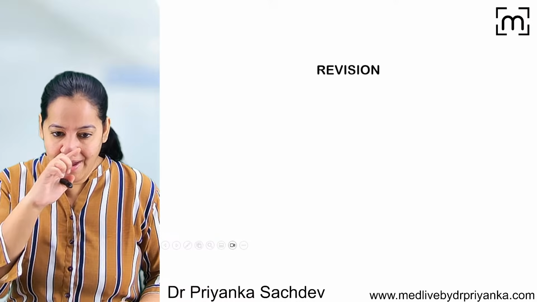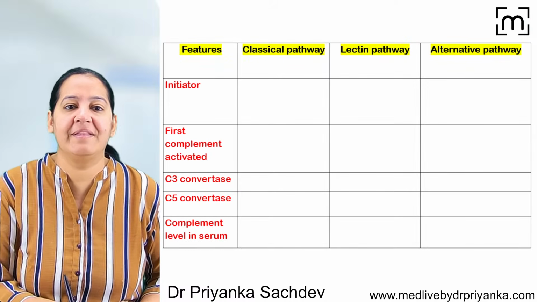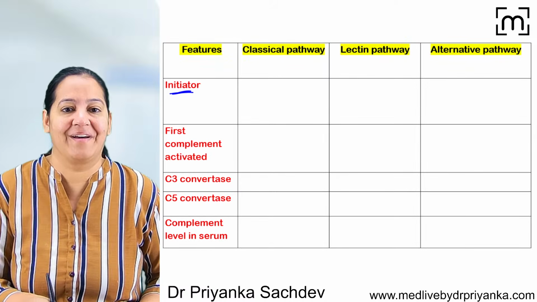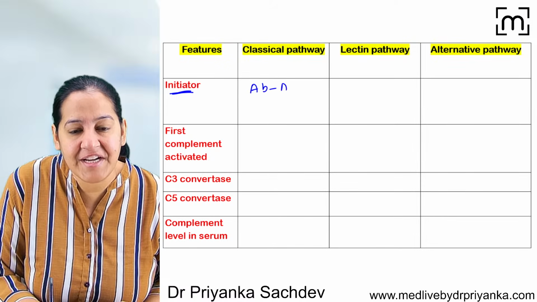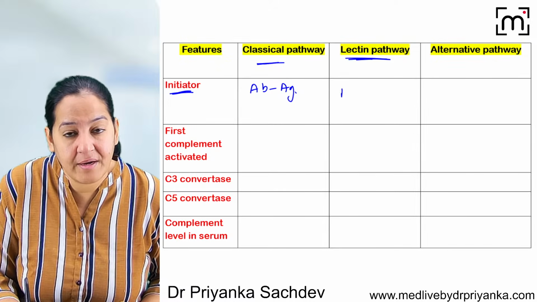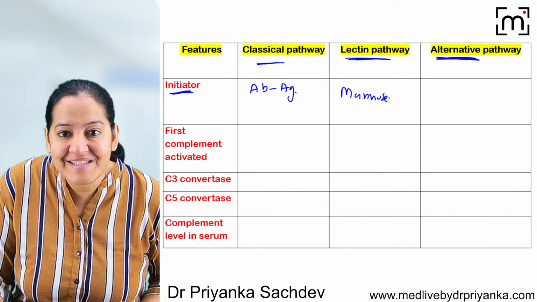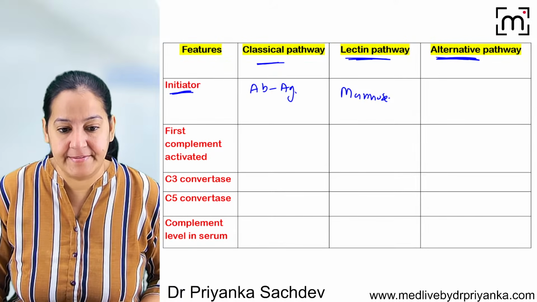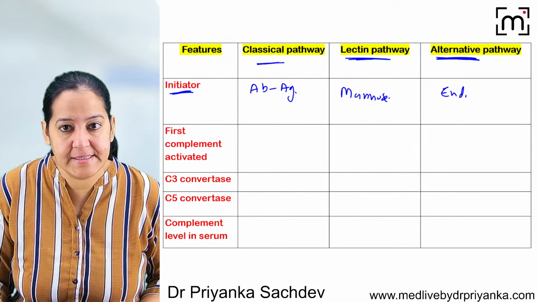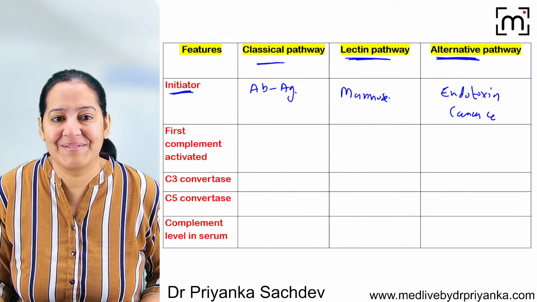Okay, can we go ahead? So let's revise it quickly. Can we revise the 3 pathways? You tell me the initiator, the trigger of all 3. Here the trigger is antigen-antibody complex in classical pathway. In lectin pathway, the trigger is mannose sugar present in the cell wall of certain bacteria. And in alternate pathway, the trigger is endotoxin. Either you say endotoxin or you say cancer cell.